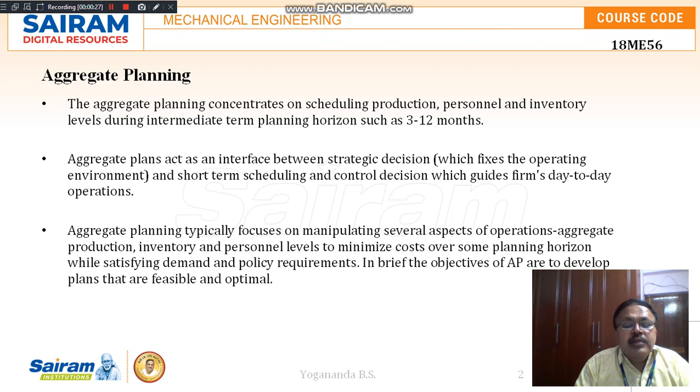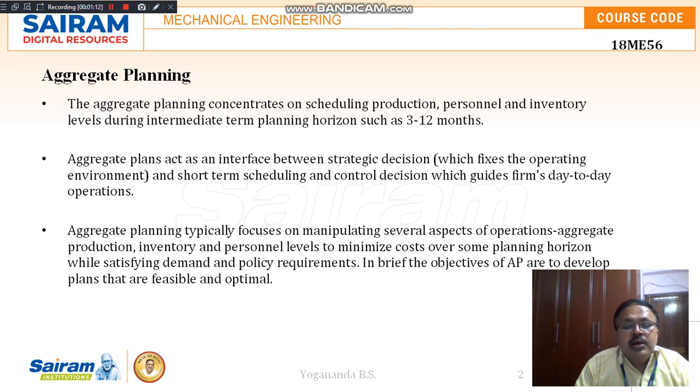During intermediate term planning, considering a time horizon of 3 to 12 months, we plan everything, including production planning, HR planning, that is planning human resources, and both raw materials and finished products storage. So the aggregate plan is acting as an interface between the strategic decisions and the short-term scheduling. It acts as the bridge between long-term planning and short-term scheduling.